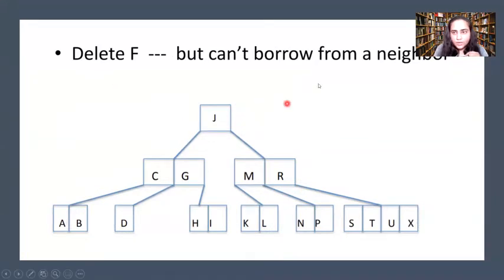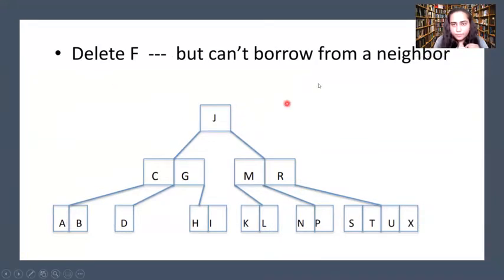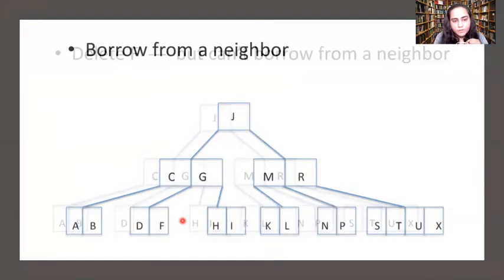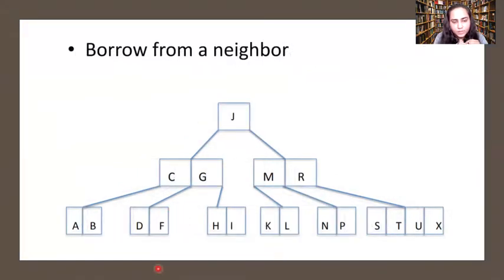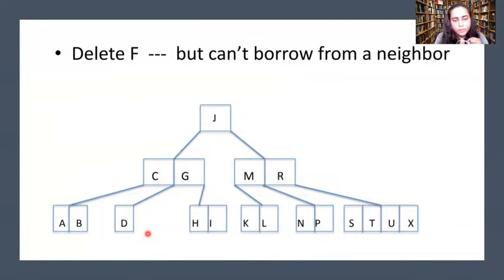Now let's try and remove F. If I want to remove F, then F is present right here. So what should I do? I can remove it directly because again it's in the leaf position, but now there is no space for me to borrow from the neighbor.